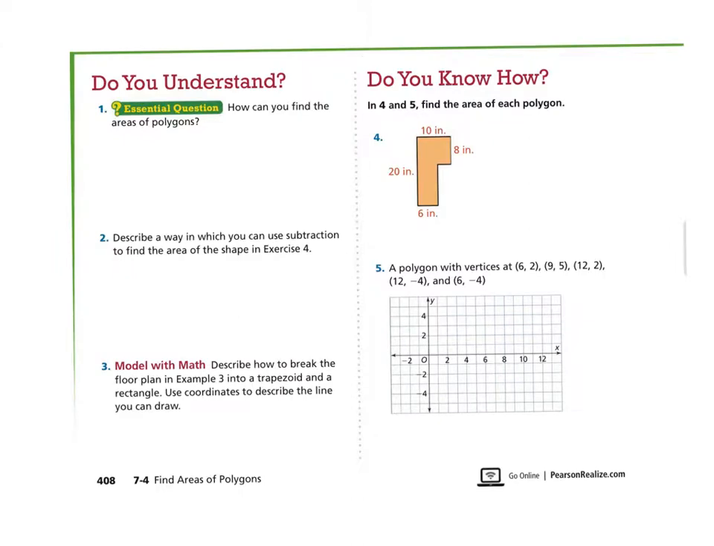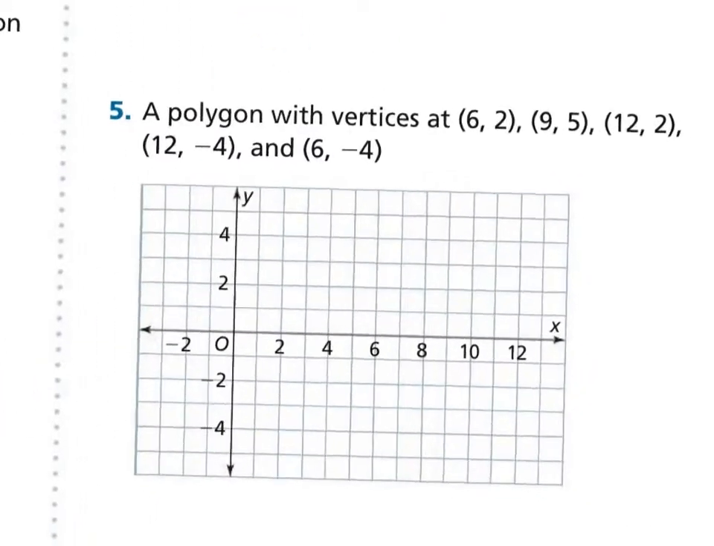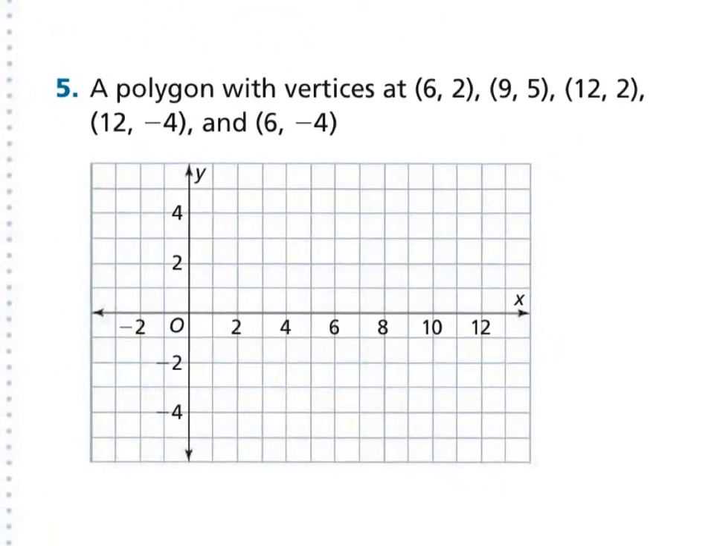So let's look at the Do You Know How, number 5. So the polygon has these vertices, and they want us to find the area. Vertices are like corner points. Vertices is the plural of vertex. So if we have one corner, that would be a vertex, one individual corner. If you have more than one, then they're called vertices.